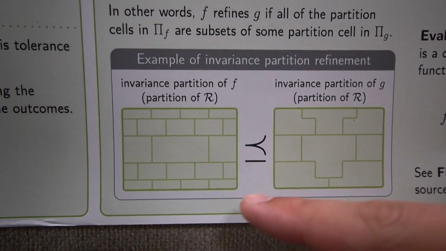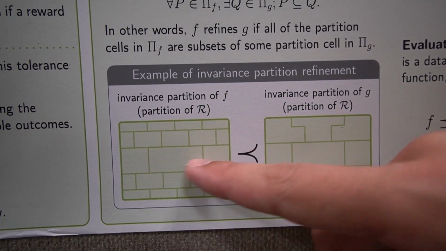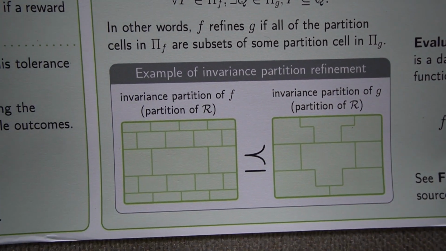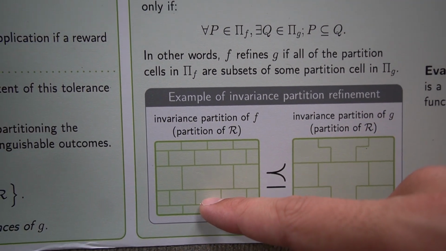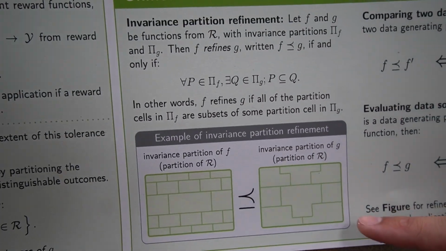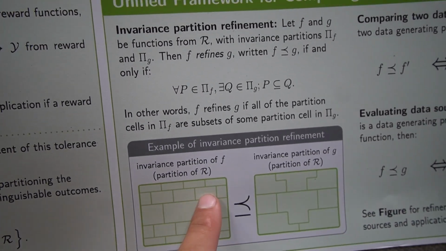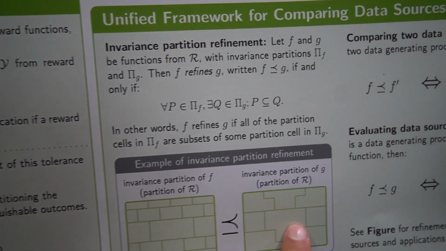Yeah, that's right. If you look here, this would be an example of a partition of the space of reward functions, where everything in this rectangle could lead to the same optimal policy, whereas everything in this rectangle leads to a different optimal policy. And so this one is a bigger partition, where if two things are in the same partition here, they will be in the same partition here.